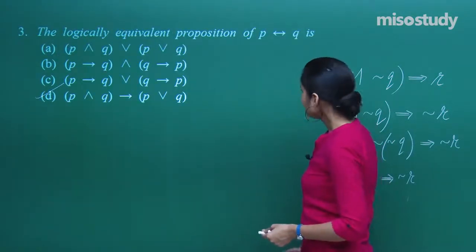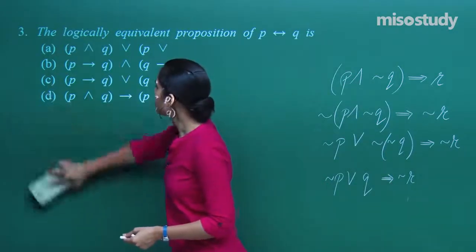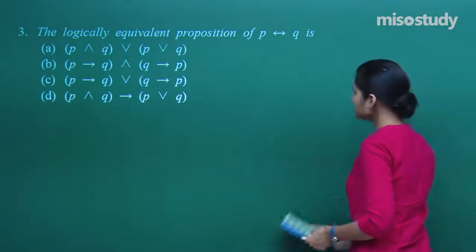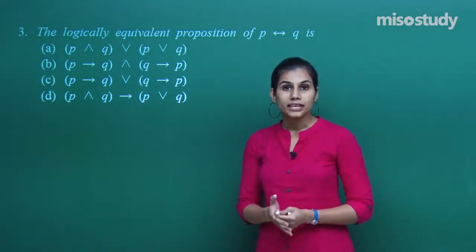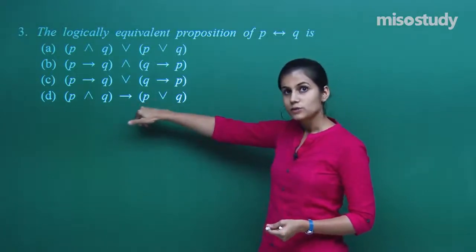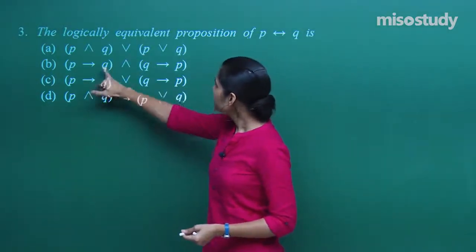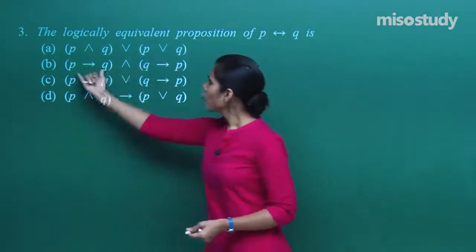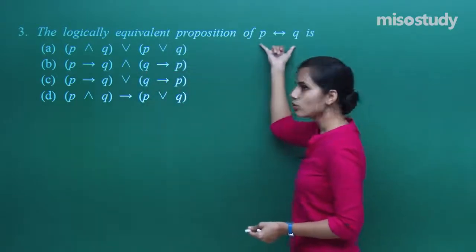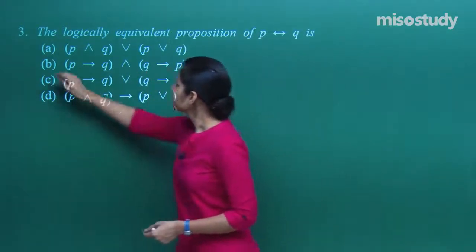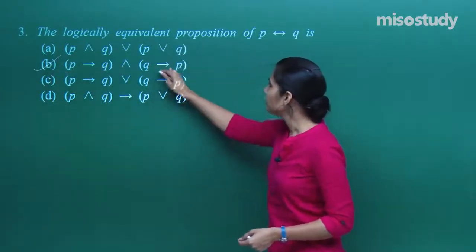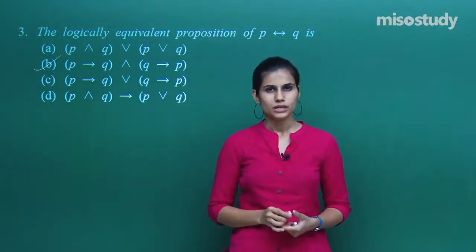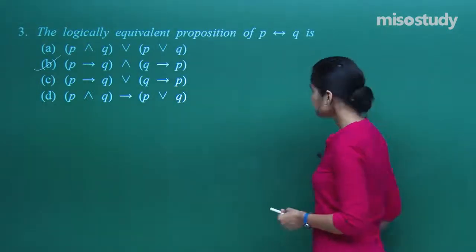Then it says: the logically equivalent proposition of P if and only if Q is what? You know that this double implication is actually the compound statement of two statements. Which are they? P implies Q and Q implies P is what P if and only if Q is. When this holds and this holds, I say this holds. So P implies Q and Q implies P is the statement logically equivalent to P if and only if Q. A very direct question, right?